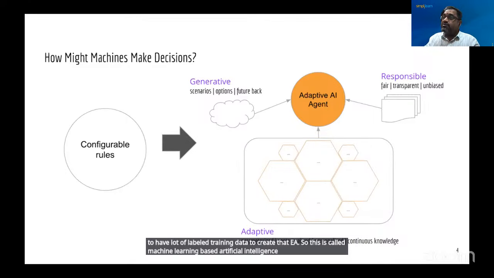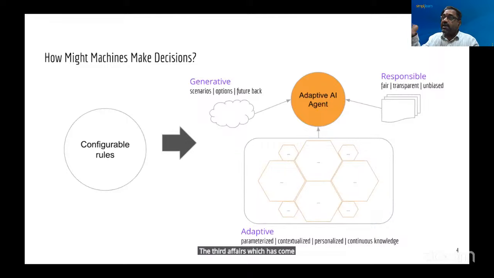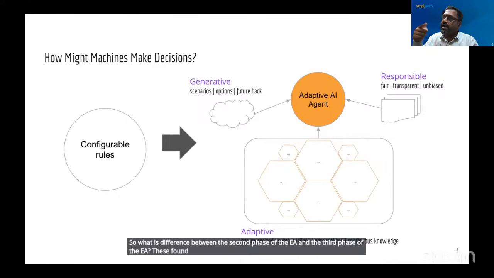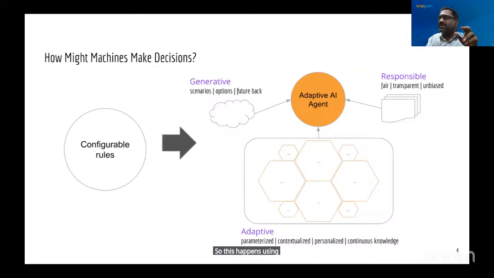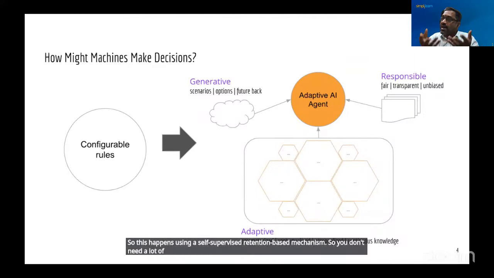The third phase which has come is called generative AI. So what is the difference between the second phase of AI and the third phase of AI? These foundational models don't need labeled output data. They learn from sequences. Basically they will learn a sequence and predict the next thing in the sequence. This happens using a self-supervised attention-based mechanism. So you don't need a lot of labeled data.